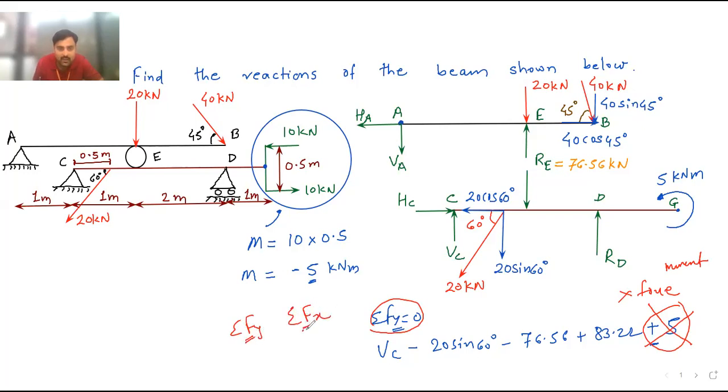F stands for force. And this 5 kilonewton meter is not a force. So don't consider the moment in this. Okay, this is a moment. So you have to consider this in the equation of summation M. Whenever you apply summation M, M stands for moment, and this is the moment. 5 kilonewton meter is the moment. So consider it in that equation.